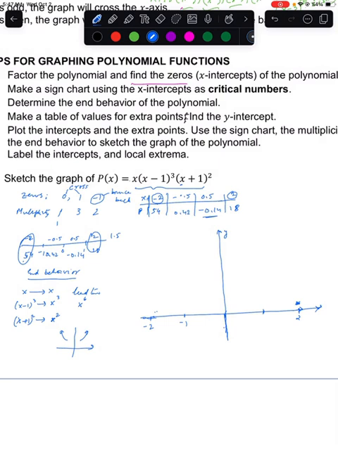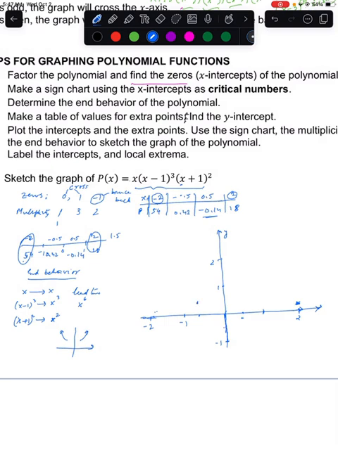So let's see, at 0.5 we are getting negative 1.15. Okay, so if this is our 1, negative 0.15 will be somewhere here, and at negative 0.5 the value is 0.42, somewhere here. Okay, so let's now try to plot the graph.